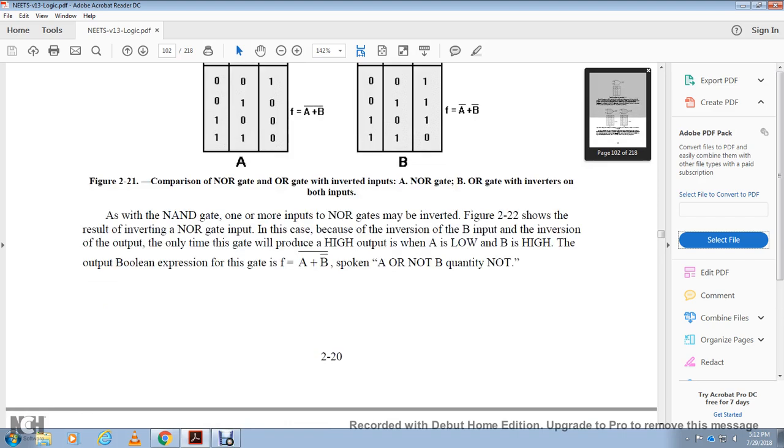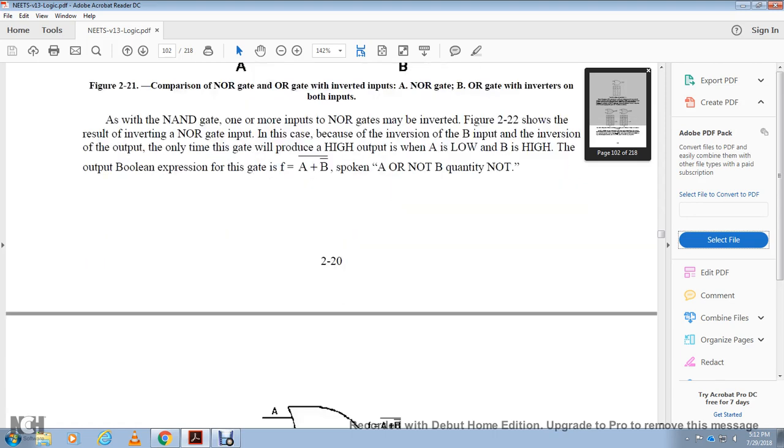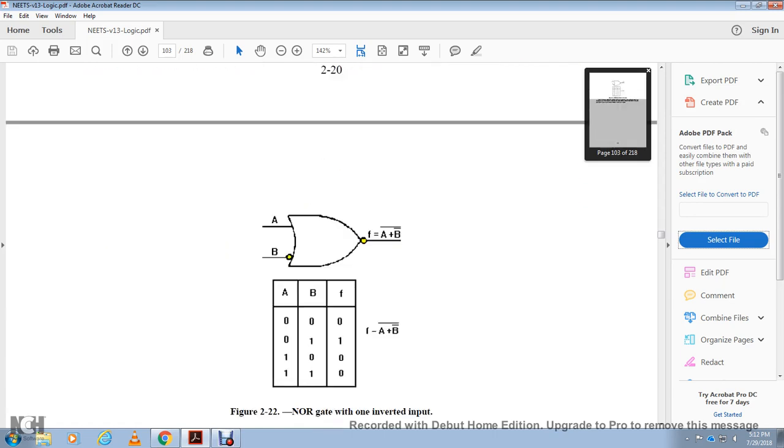As with the NAND gate, with more inputs the NOR gate must be inverted. Figure 2-20 shows the resulting inversion with the NOR gate. In this case, with the inversion of the B input, the only time the gate will produce a high output is with A low and B high. The output Boolean expression of the gate is F equals A plus not B, shown in Figure 2-23 for the NOR gate with one inverted input.